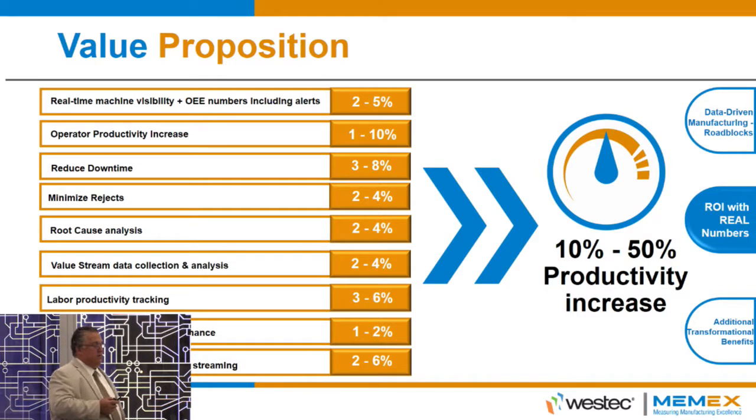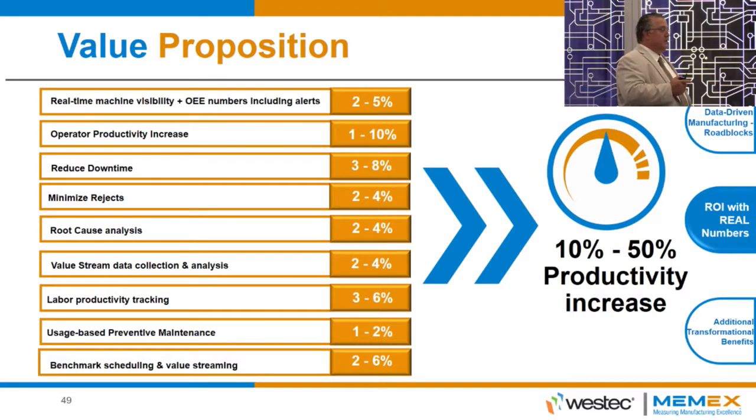This is where it comes from. There's no magic bullet. There's no one thing that you can do in your factory that's going to drastically increase the productivity. They're all small little things, like operator productivity, reducing downtime, minimizing rejects, on and on and on, value stream collection and analysis, fueling your continuous improvement program with this data, and rinse and repeat. So go back and remove a constraint, another one appears, go back and remove that one. All this adds up to somewhere between 10 to 50% productivity increase, just by little small things.